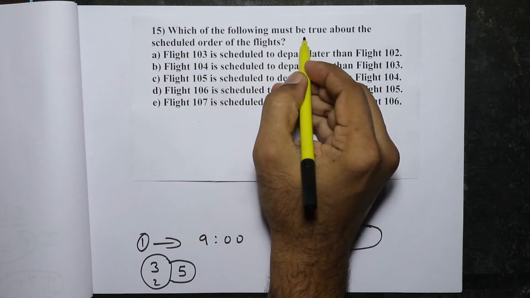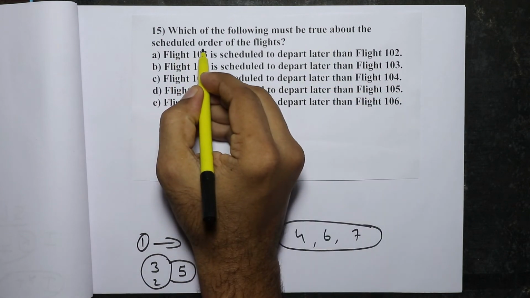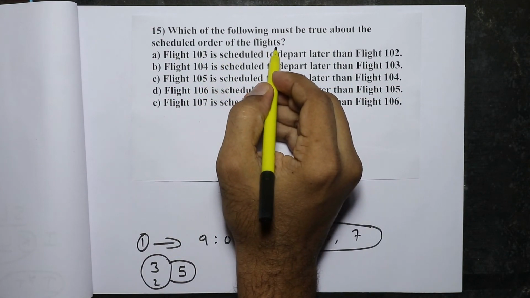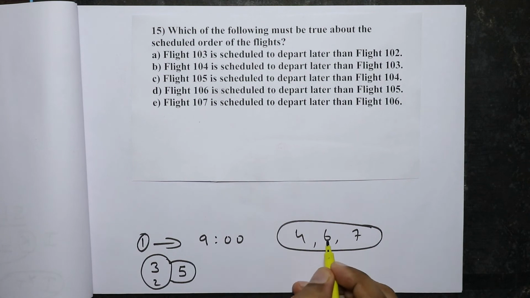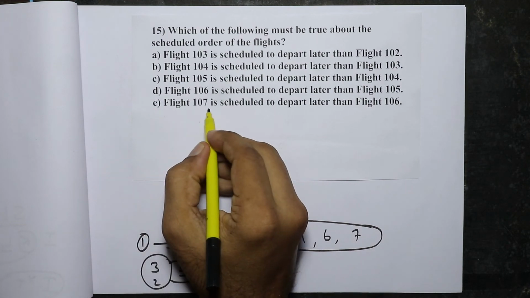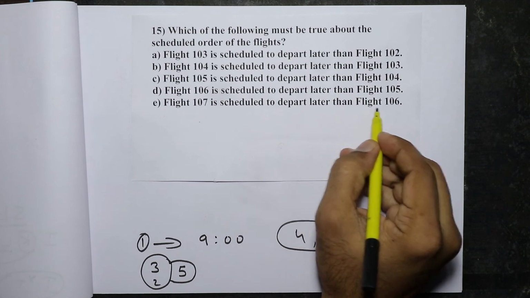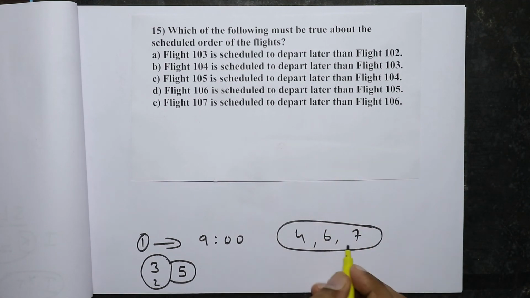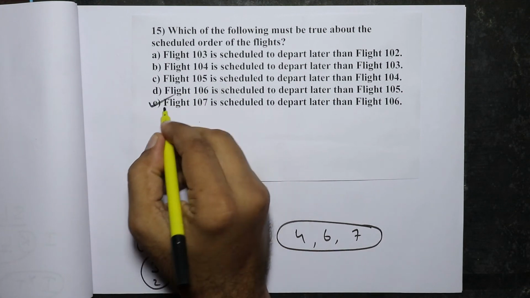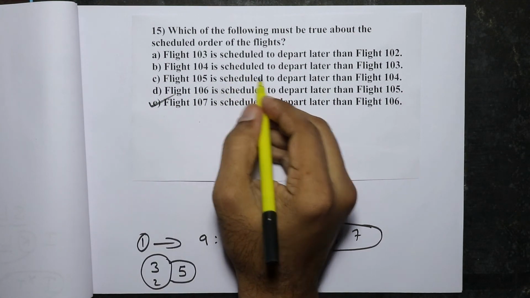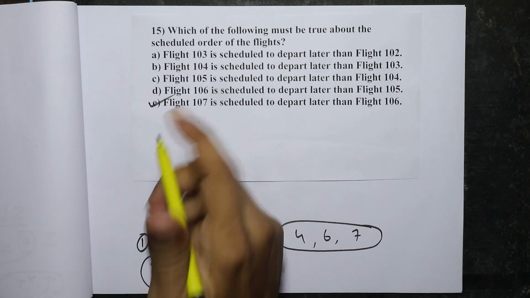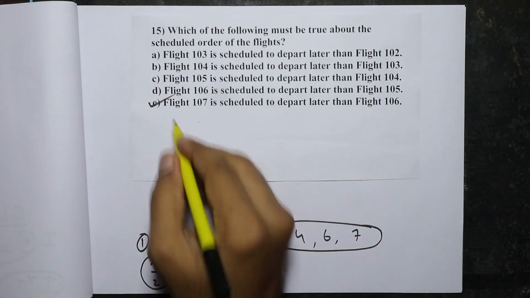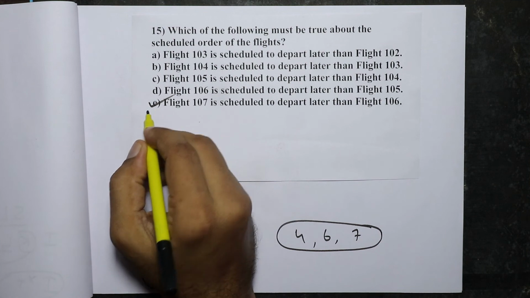Which of the following must be true about the scheduled order of flights? Now look at this condition. It should be 4, 6 and 7. So after 6 there should be 7. Now look at option E. Flight 107 is scheduled to depart later than flight 106. That is, 7 is after 6. So this must be true. Option E must be true. Other options may or may not be true. What must be true is 7 is after 6. Hence E is the right answer.